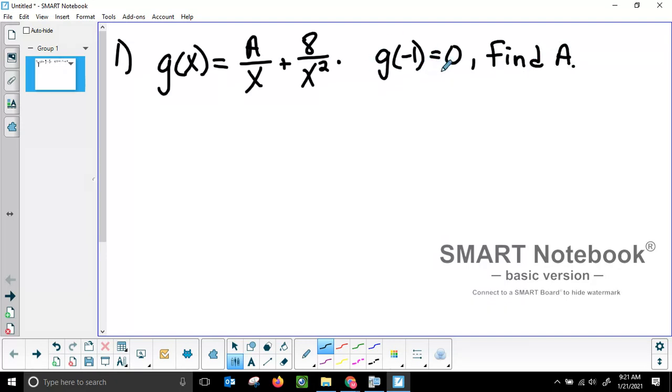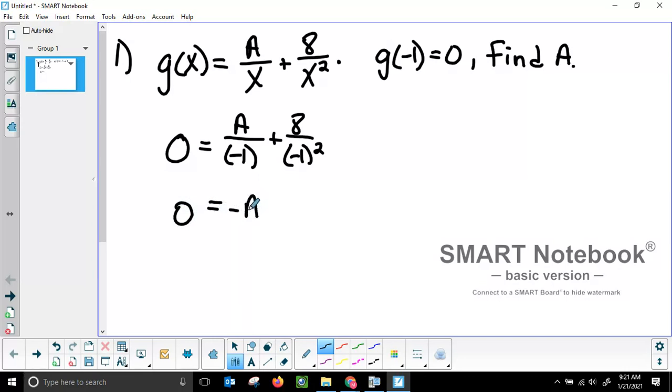Right, so g of -1 equals 0 is what we really need here. That tells me that when I plug -1 in for x, my whole function g of x is equal to 0. So 0 is equal to a over -1 plus 8 over -1 squared. So a divided by -1 is just negative a. 8 over -1 squared, which is 1, is just 8. We can add a to both sides, and a is equal to 8. Pretty straightforward there.